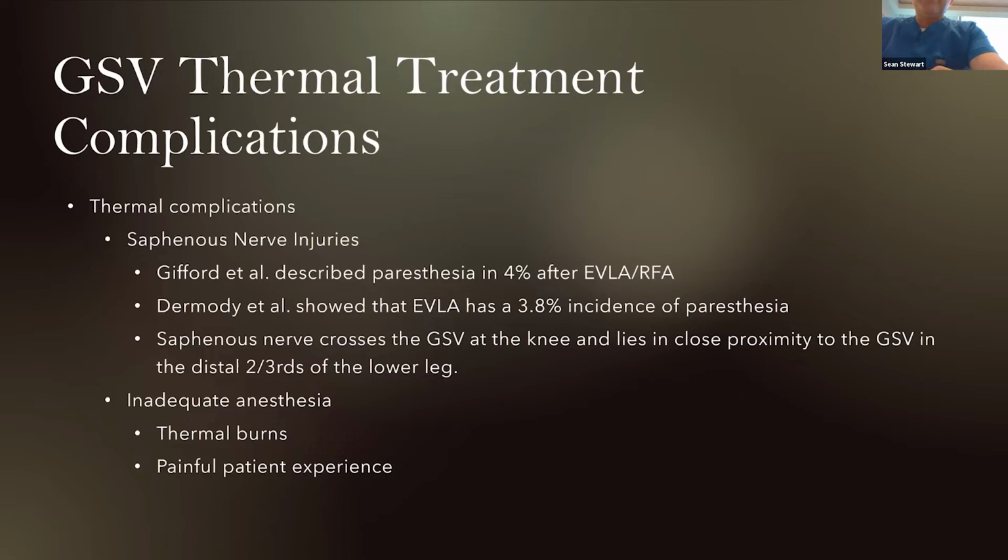So injury to the saphenous nerve can result in numbness either along the anterior shin or the medial distal leg, depending on the level of the nerve injury. There's no motor deficit with saphenous nerve injury, and the sensory deficits tend to improve over time, but patients will forever complain about having some type of nerve damage after treatment.